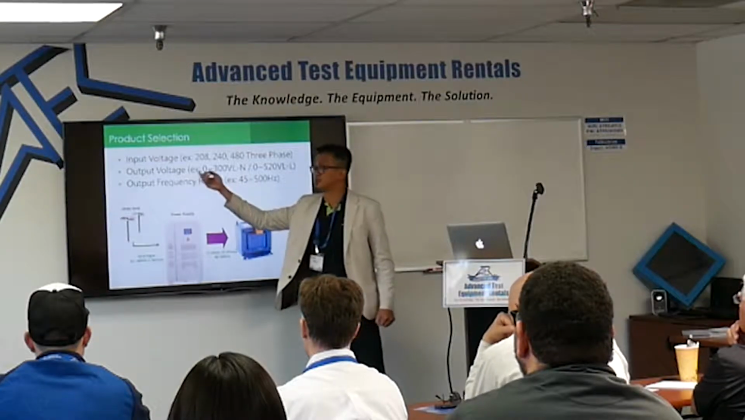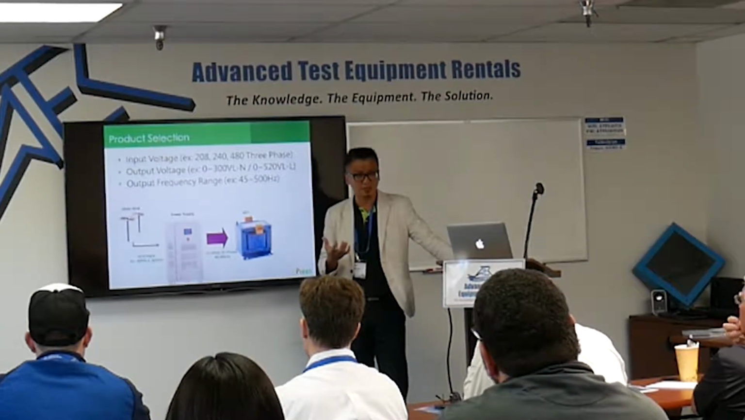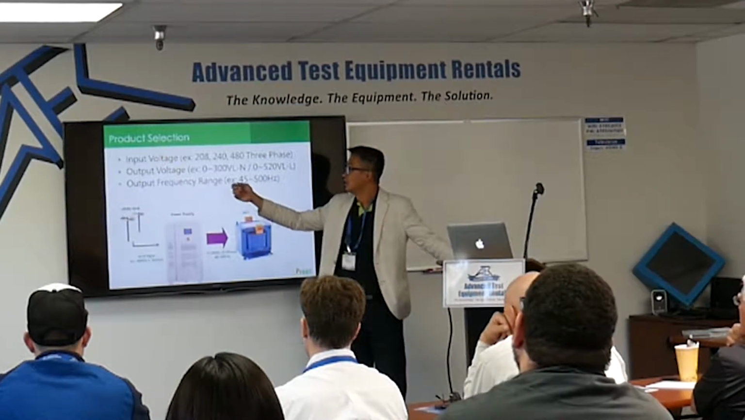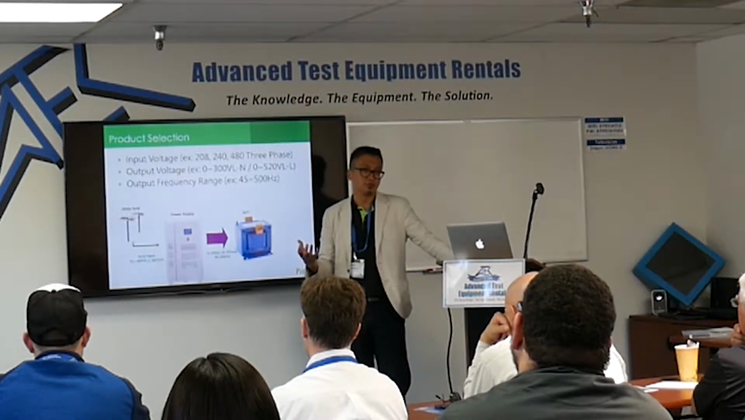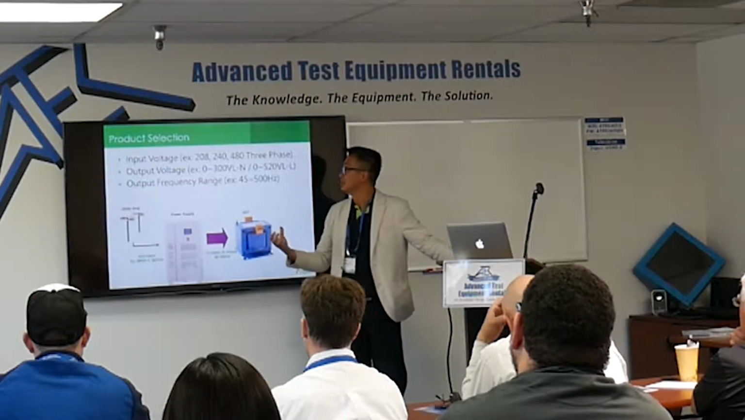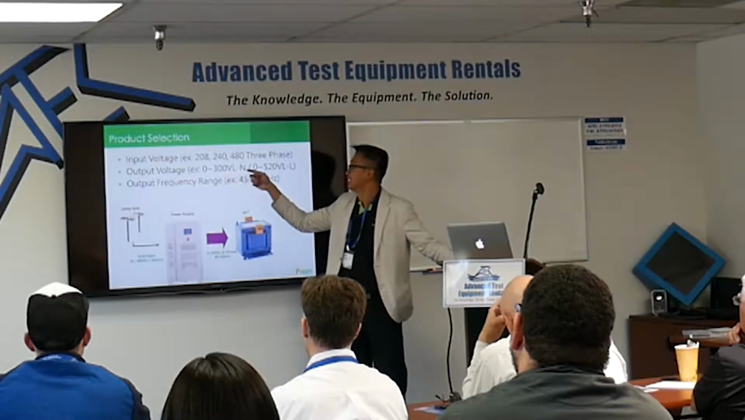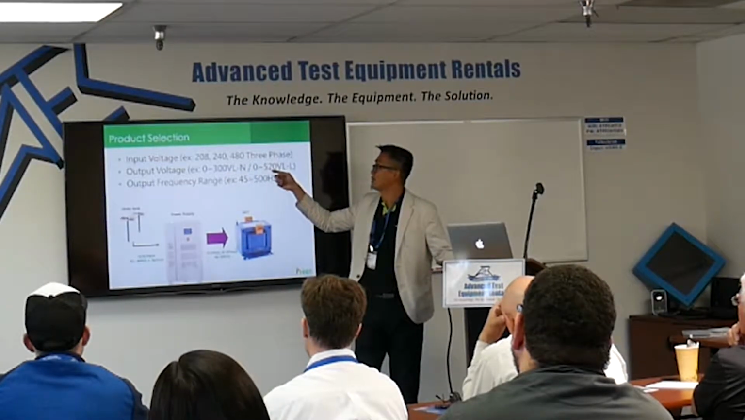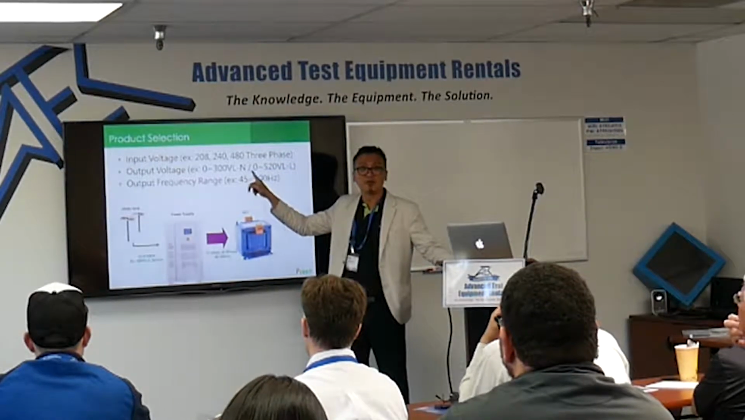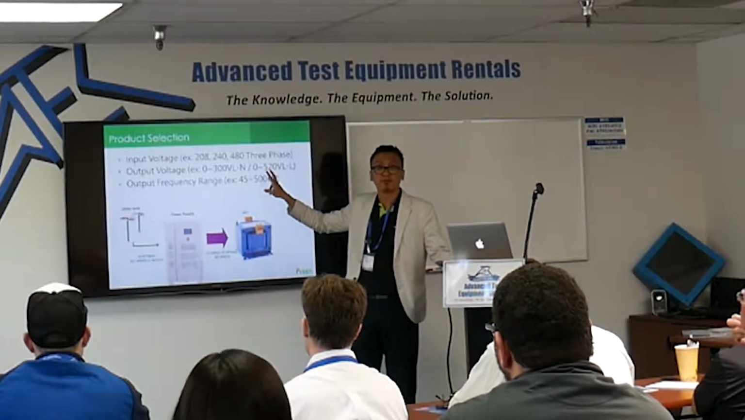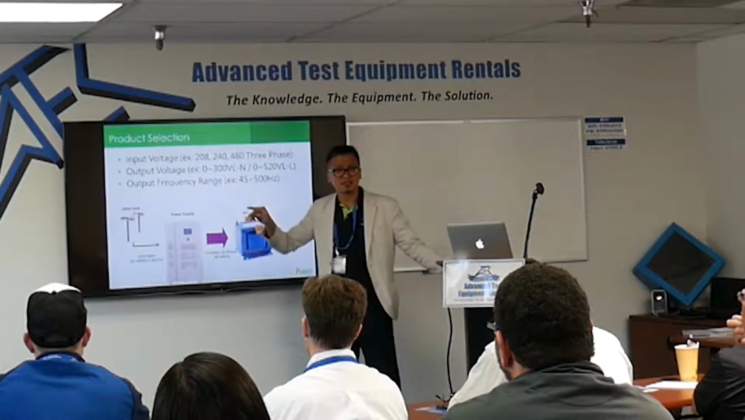And then you have to choose the output voltage. You have to tell the supplier what output voltage you need. The output voltage really depends on what voltage range you need to test for your test unit. So a typical AC source is 0 to 300 volts, which means 0 to 520 volts line-to-line. This is 3-phase, so they have a 1.732 relationship. But if it's single phase, you don't need to care about that. It's 0 to 300.